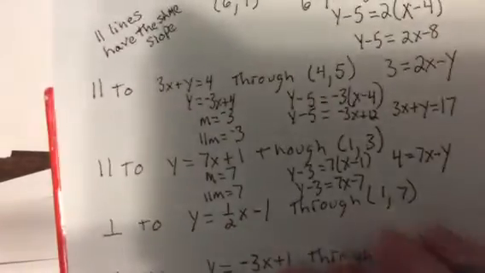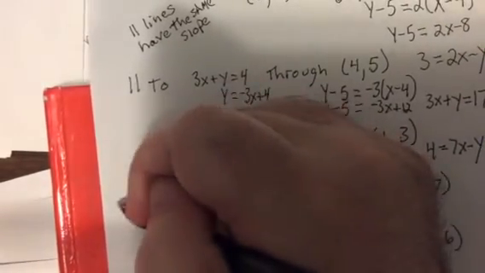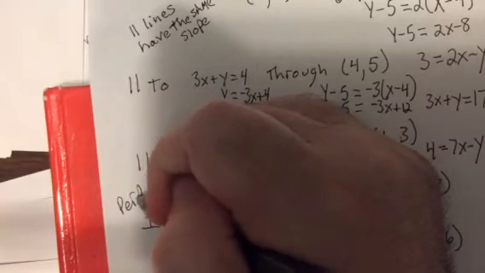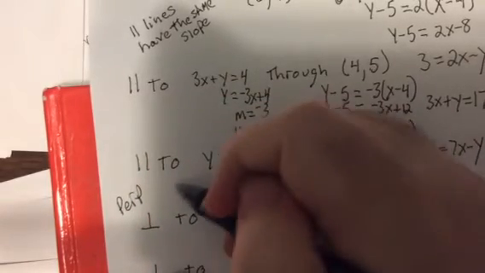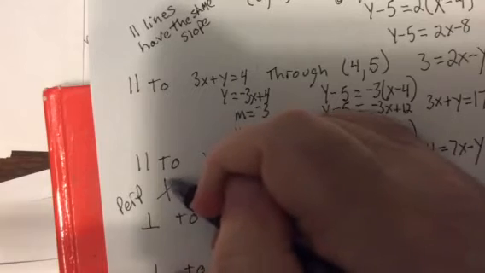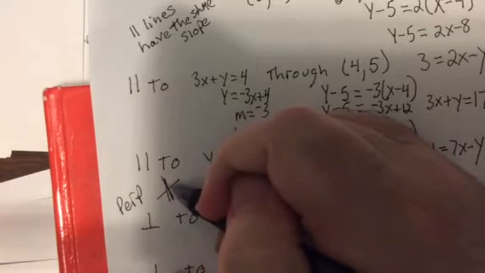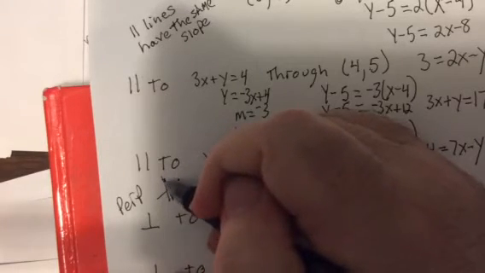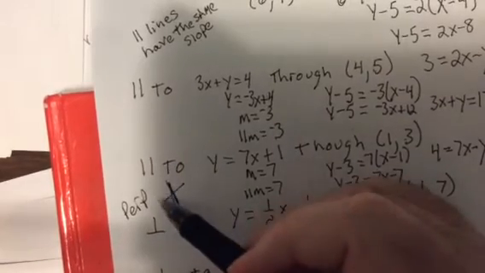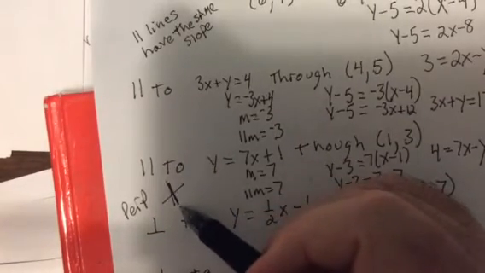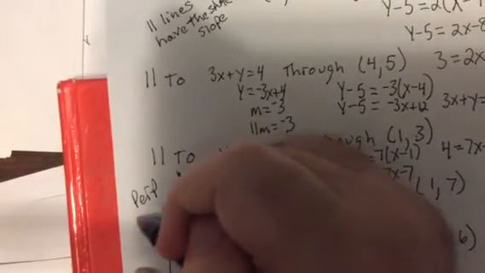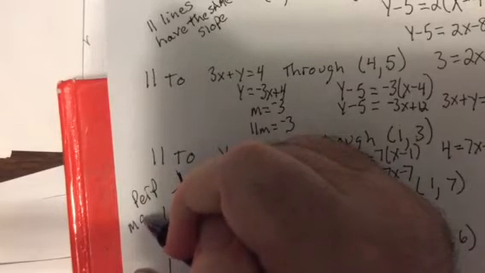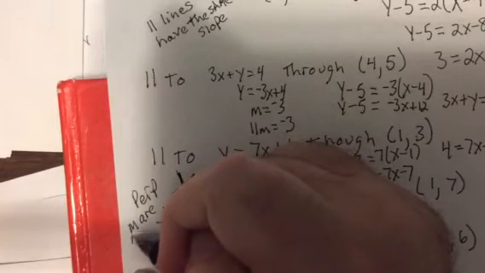Now this symbol means perpendicular. And a perpendicular slope means it crosses at right angles. So when it crosses, it's 90-degree angles. Well, that means this slope is going up, this slope is going down. So perpendicular slopes are negative reciprocals.